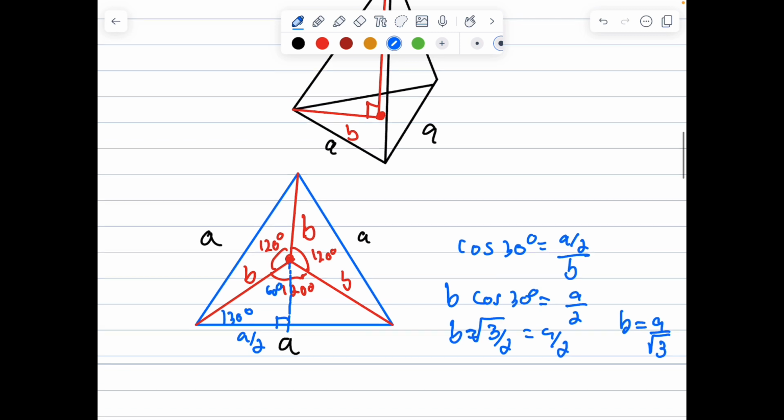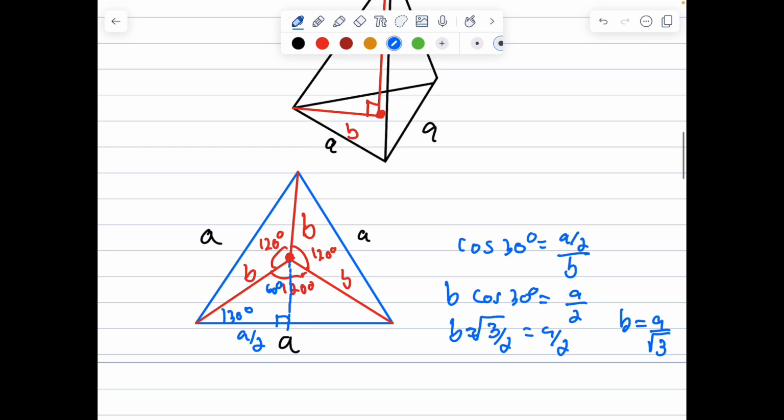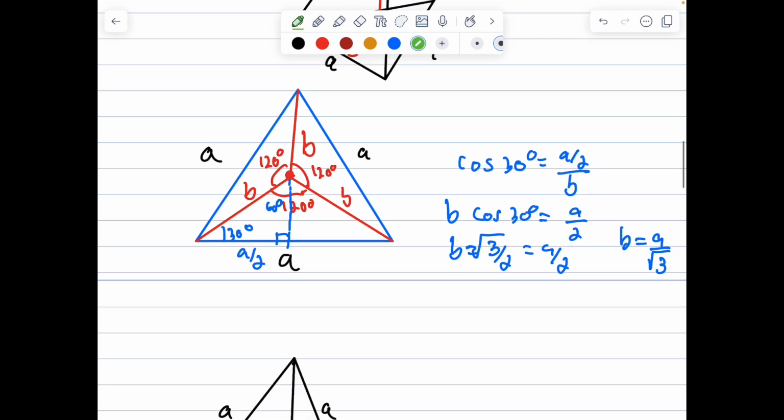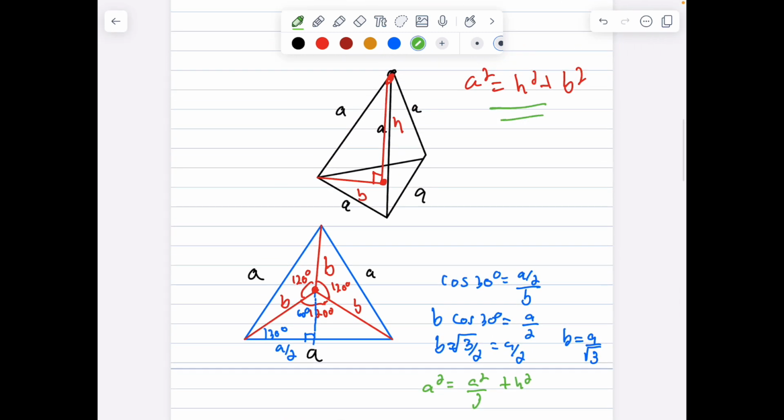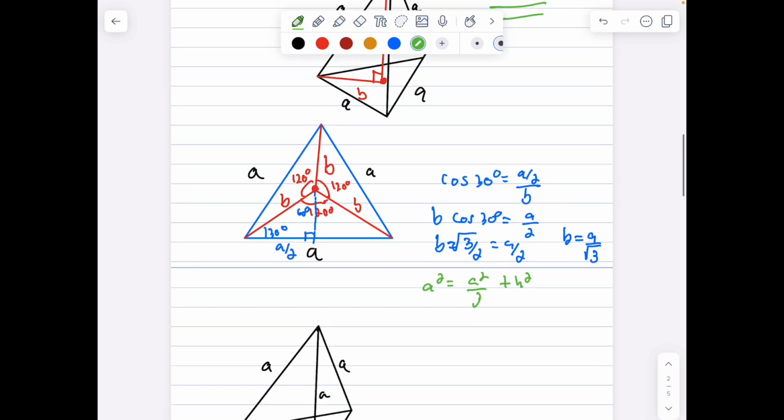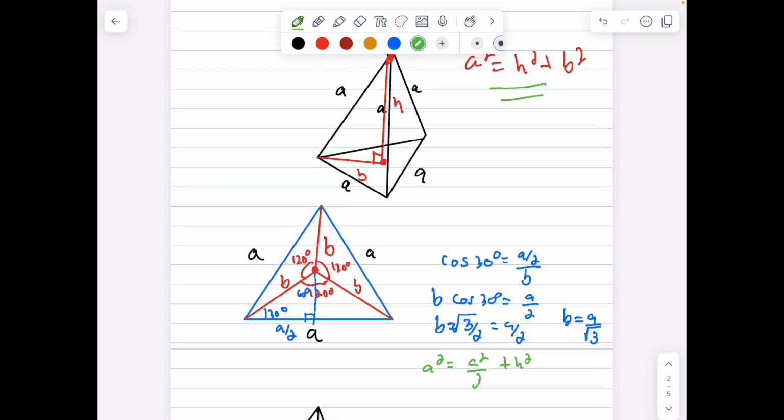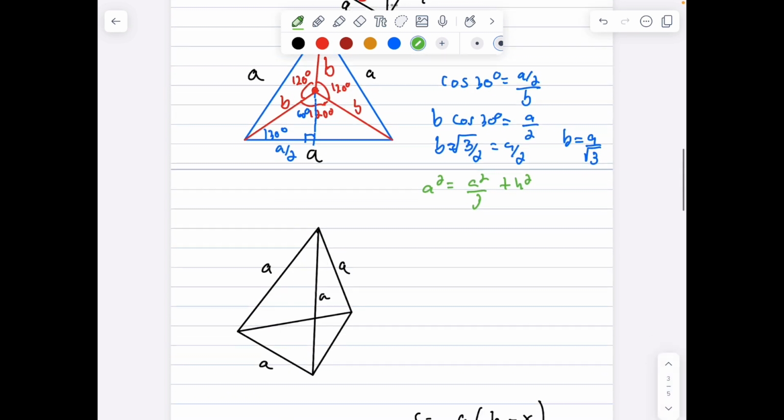And if we were to take a squared equals b squared, which is a squared over 3, plus h squared from that formula that I wrote a second ago, which was up here. Just replace the b with a over root 3. You would have that h equals root 2/3 a, okay? And that would be my height total, okay?